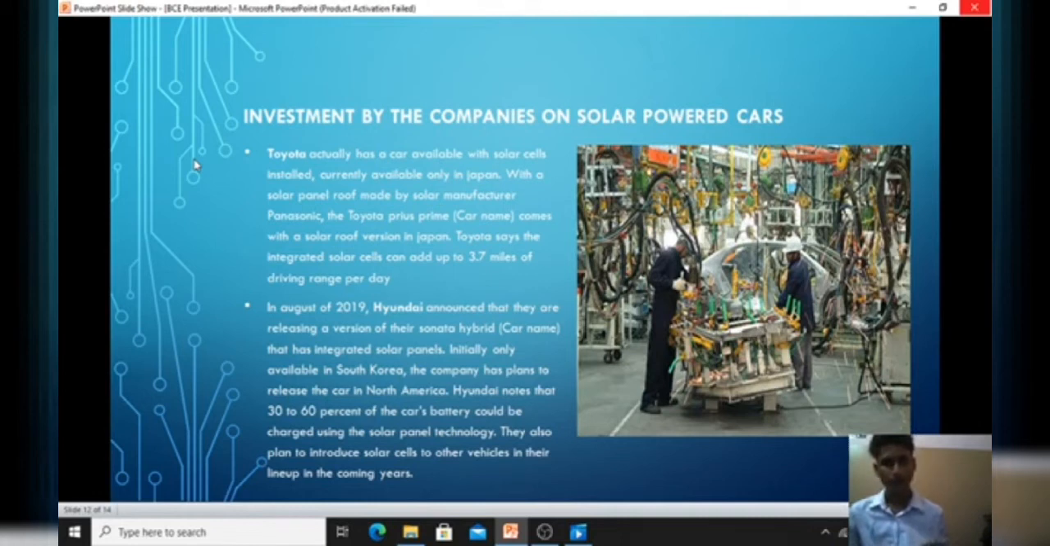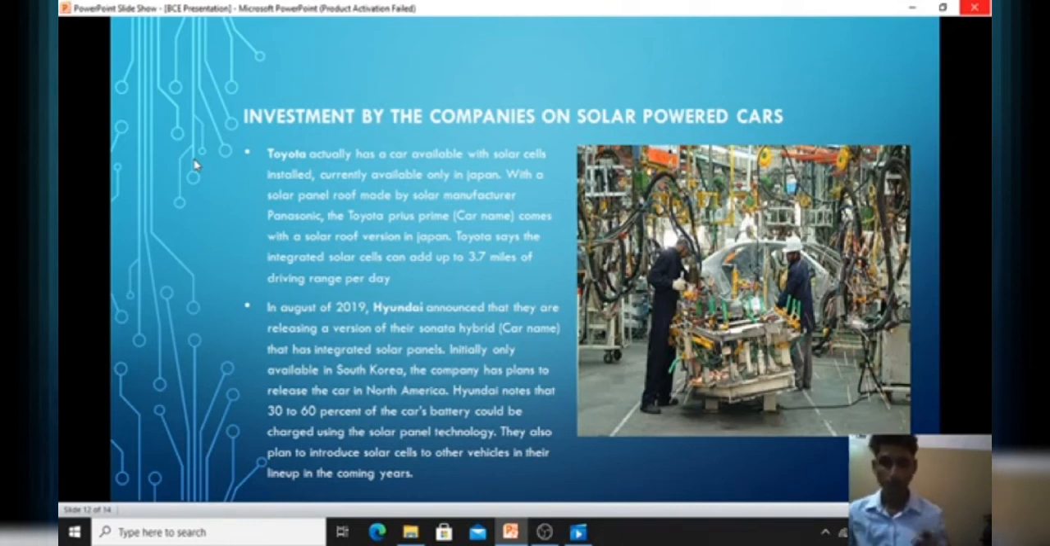And the other one is Hyundai. In 2019, Hyundai announced that they are releasing a version of their Sonata hybrid car, which also has solar cells installed. Initially it is only available in South Korea, but in future this will also be available in different continents, countries or cities.